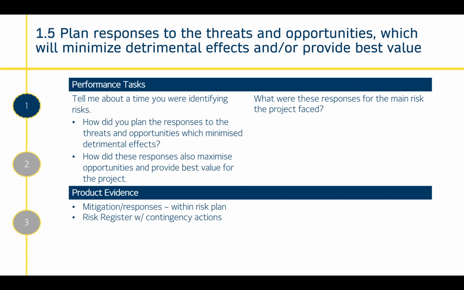And how did these responses also maximise opportunities and provide best value for the project? What were these responses for the main risk the project faced? So try and outline in your evidence, or have evidence that outlines, what you've contributed towards this, but also what those contingency plans are. Product evidence could be mitigation responses, so that could perhaps be a table where you've got your risk and what your contingency plans are. Could be a risk register with contingency actions. Could be some area, some tool on your project management software which manages this.